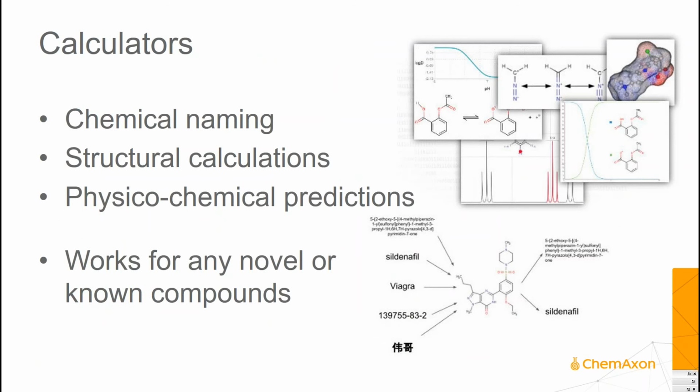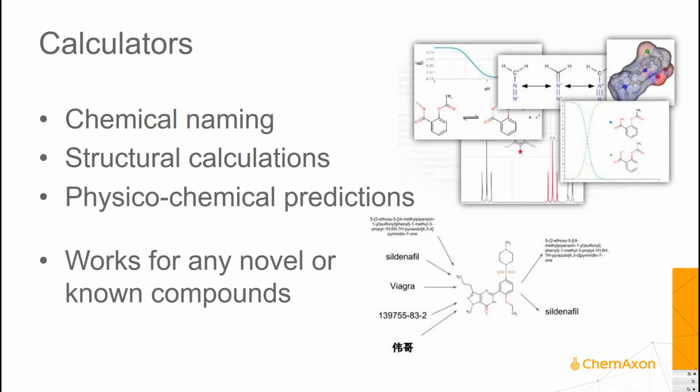The calculation modules of Chemicalize are based on the calculator modules of ChemAxon. It includes chemical naming, structural calculation, and physical-chemical property predictions. Chemical naming is rule-based. Structural calculations are also based on exact rules. Physical-chemical property predictions are a little bit more complicated. These are based on a training set. I will talk a little bit later about it.